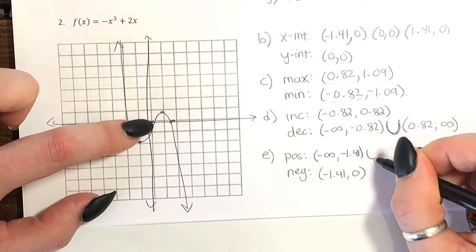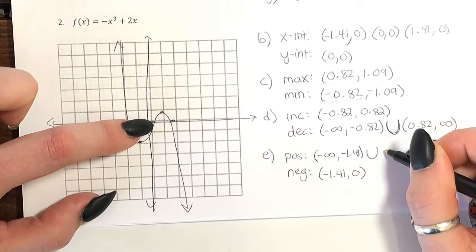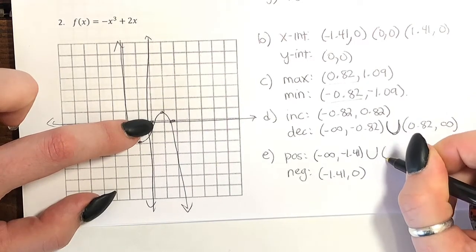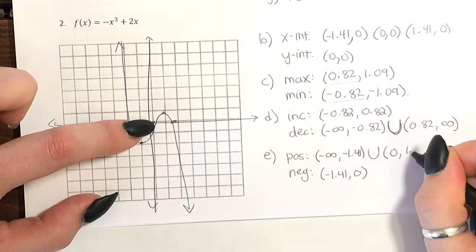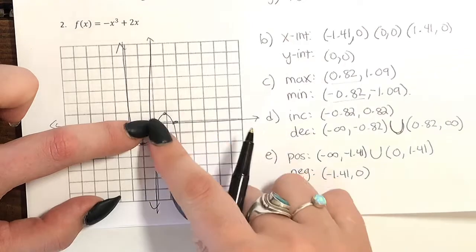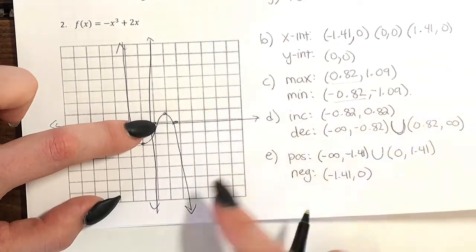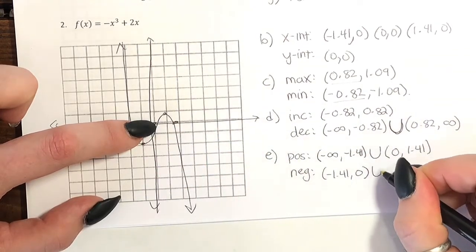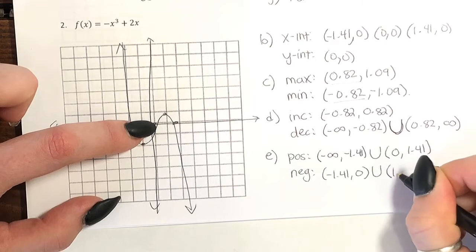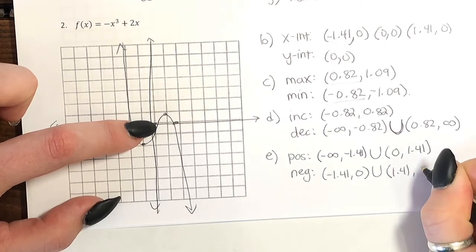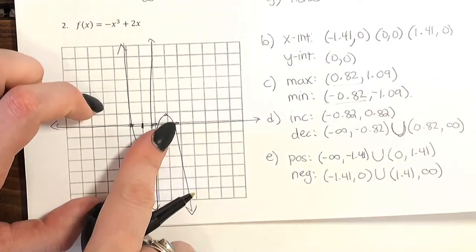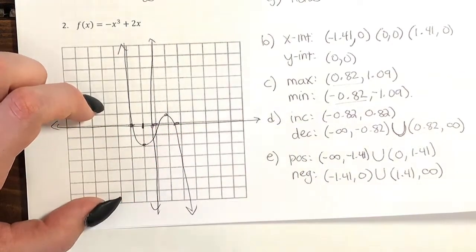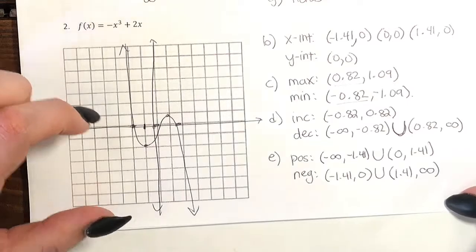So to write the second interval, again, you're going to do that little union symbol. And we're saying we're positive from 0 to 1.41. But then once I hit 1.41, I switch to being negative again. So we're going to union it and say from 1.41 until positive infinity. Remember, we're going off that x value, so from 1.41 to infinity, not negative infinity.